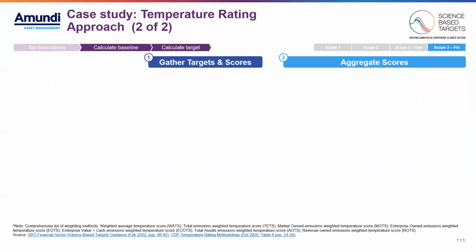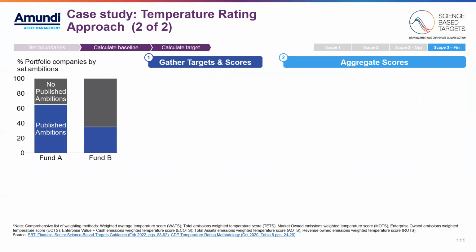Let's detail out how Amundi gathered targets and scores and then aggregated them. Now, Amundi has several portfolios under management, and across their funds, they gathered published climate ambitions, with some funds having many more companies with published ambitions, which is shown in the blue. So for example, Fund A has much more publicly stated ambitions than Fund B. These companies were all scored individually, again, which was done using SBTI's open source temperature rating tool.